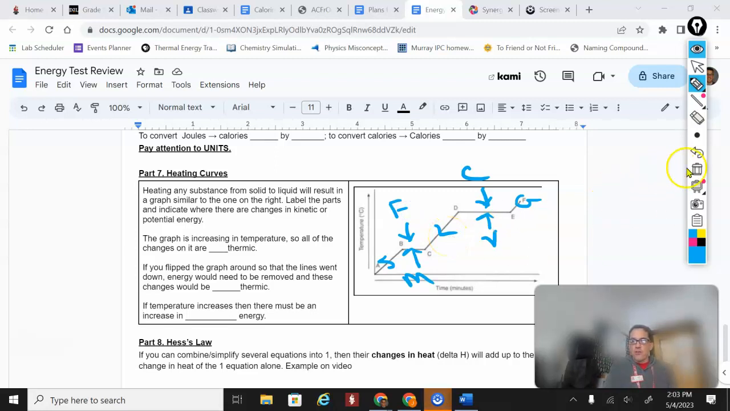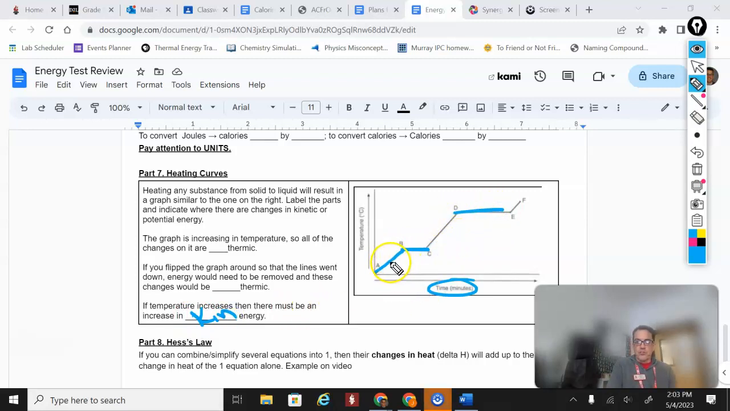One of the things about this graph to understand, hopefully, is that as time is passing, we're continually adding energy, but the energy doesn't always make the temperature go up. When the temperature is going up, that's going to be an increase in kinetic energy. But there's a couple places where the graph doesn't go up.